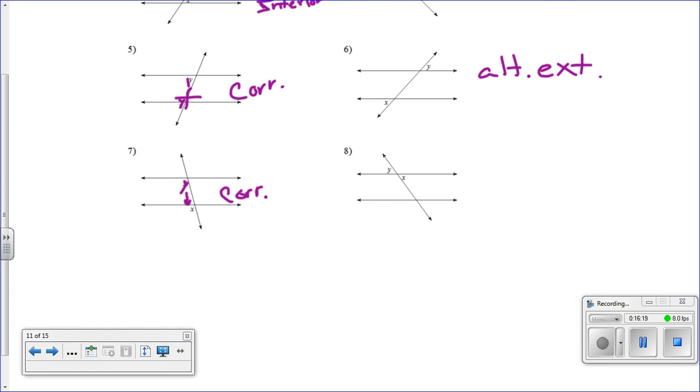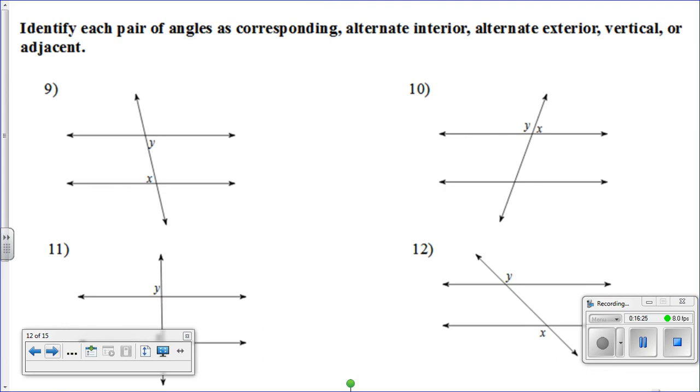These two are across from each other, that's vertical. These two are on opposite sides, so that's alternate, but they're on the inside, so that's alternate interior. These two are next to each other and they share a side, that's adjacent.